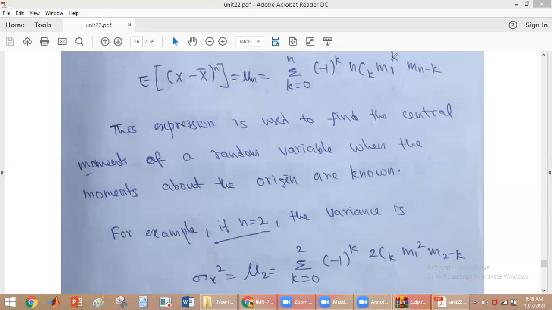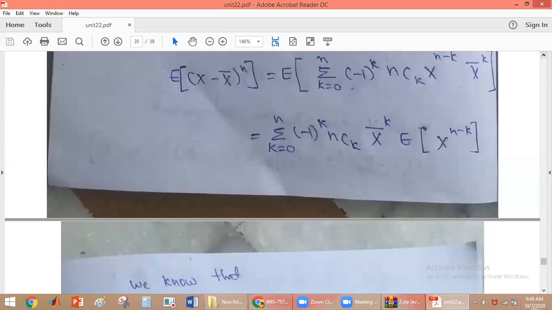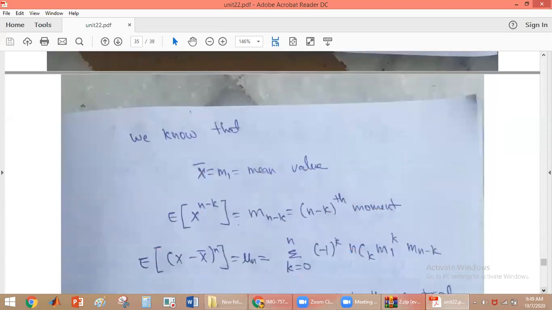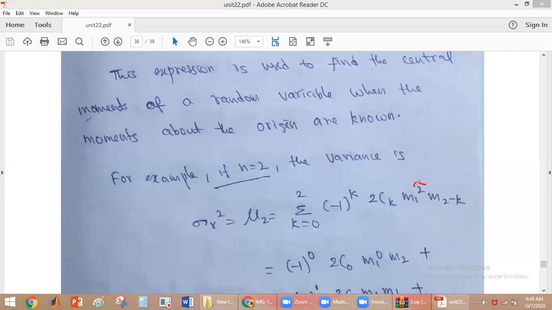Now if we expand this equation, see here we have m1 power k, so here also it is m1 power k. So there is a small mistake here, students. You see, this is not 2, this is k.